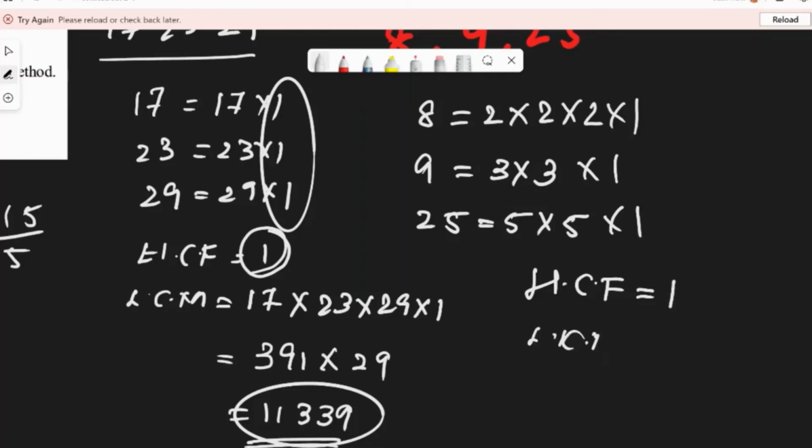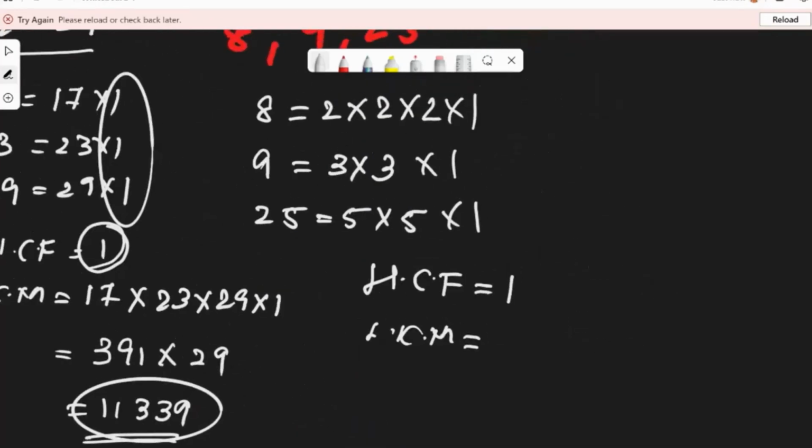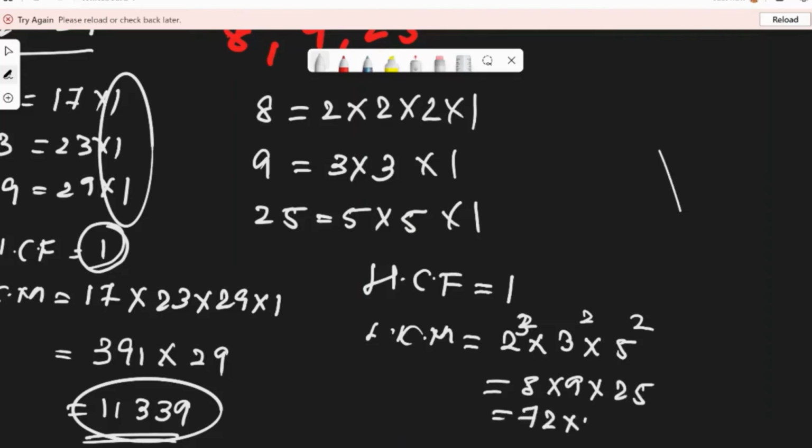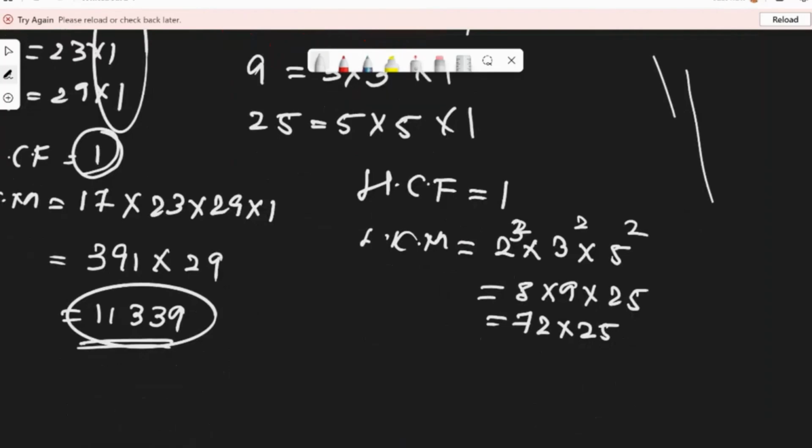Next, LCM, first step, write all the numbers: 2 into 3 into 5. The maximum number of times we can see is: the number of 2's is 3, 3 is 2 and 5 is 2. So it will be 8 into 9 into 25, which is 72 into 25. And if I remember it correctly, 72 into 25 will be 1800. So LCM will be 1800 of 8, 9, 25 and HCF will be 1.